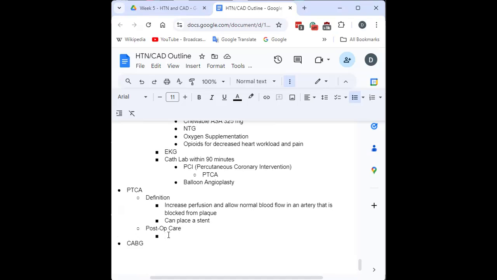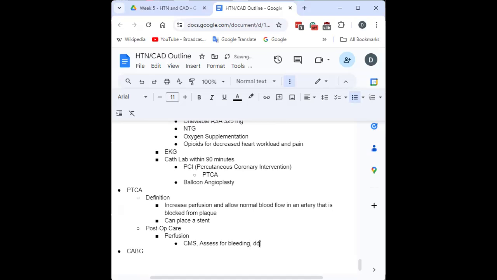Yeah. So wherever they did the PCI, we're going to assess perfusion. So how do we assess perfusion? Yeah, we got the pulses, basically your CMS: pulses, sensation, movement. Assess for bleeding, that's great. If it happens in the femoral, then we're keeping the leg straight. Don't strain, give Colace, keep the leg straight.